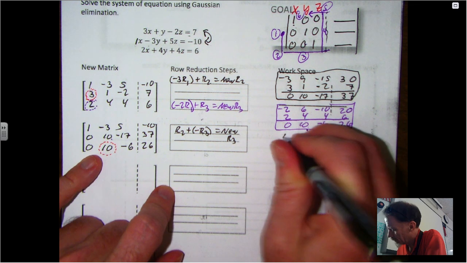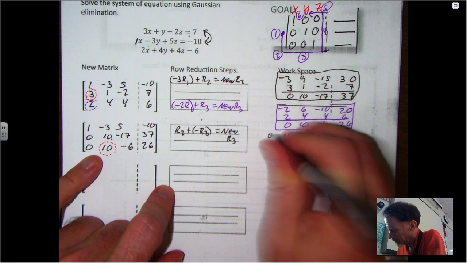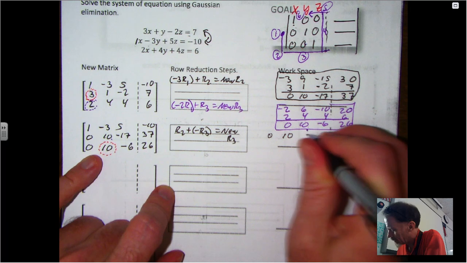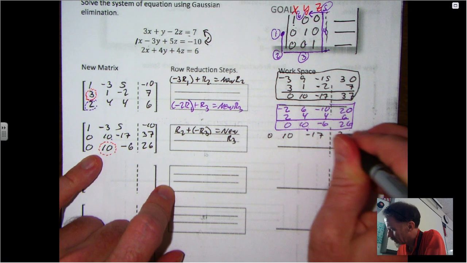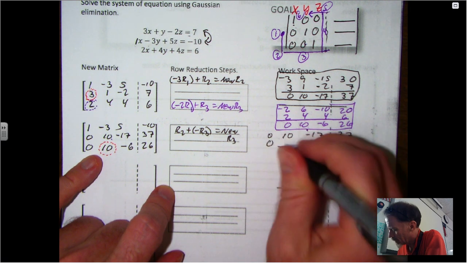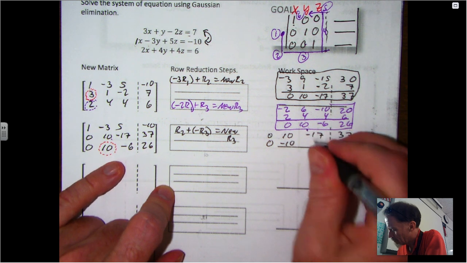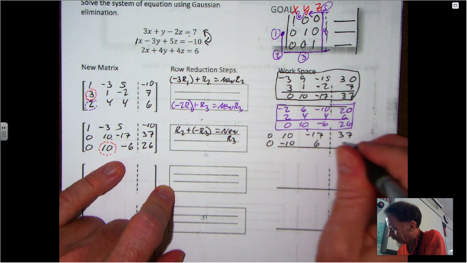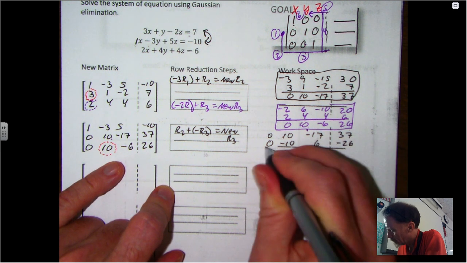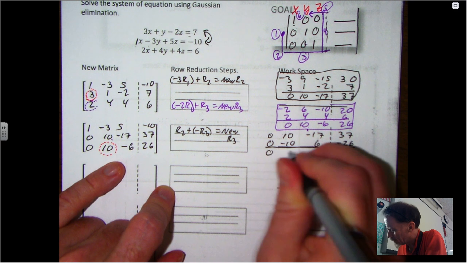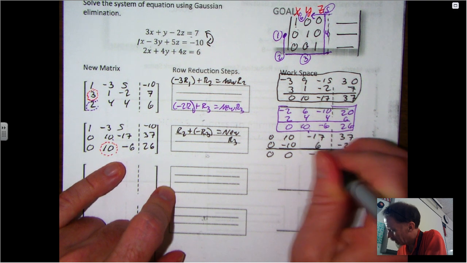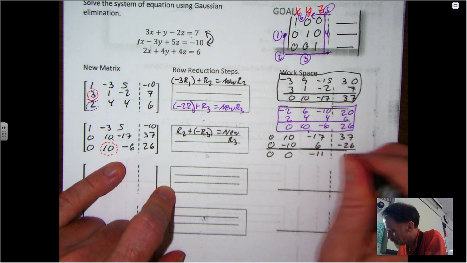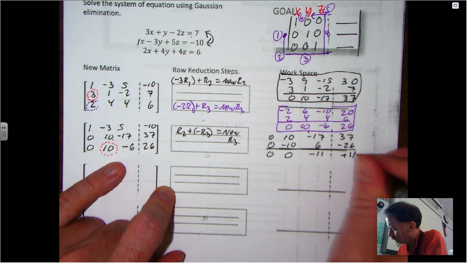So we've got 0 in front. So 0, 10, -17, and 37. And we'll have 0, -10, +6, and -26. And when we do that, 0, 0, and we have a -11 and +11. Okay?